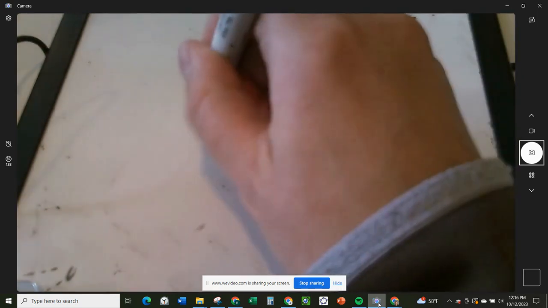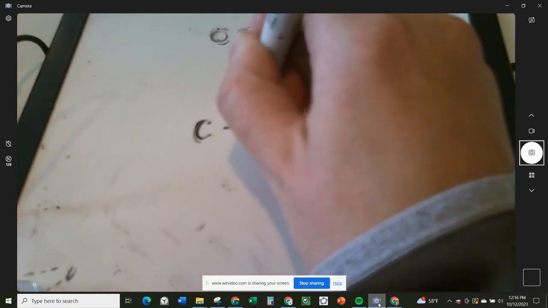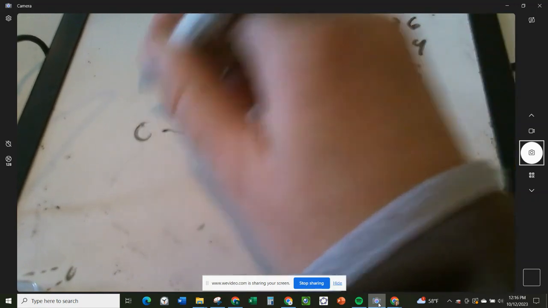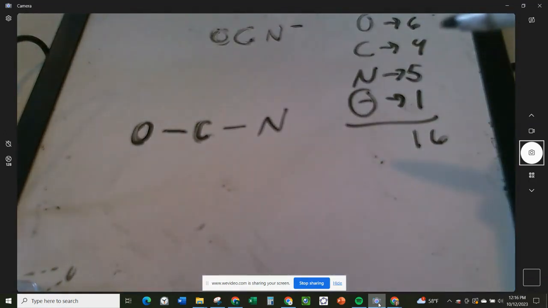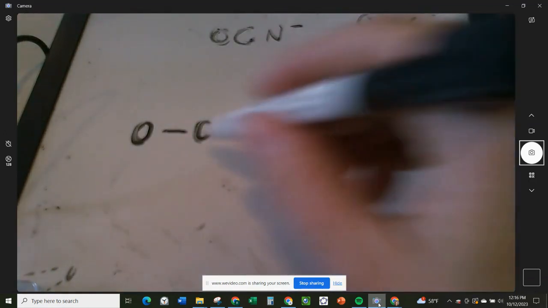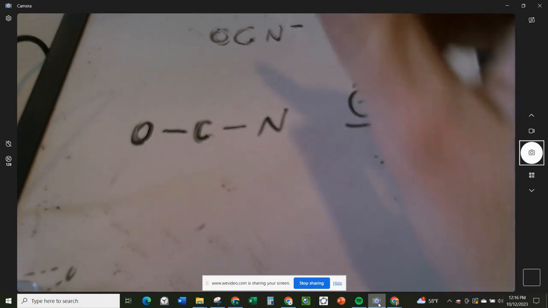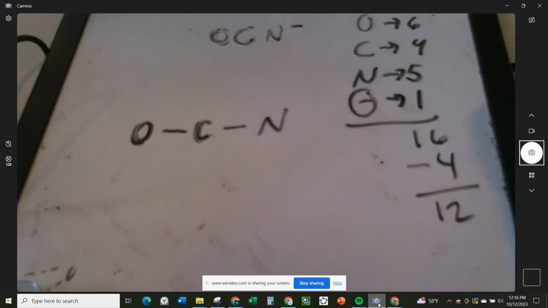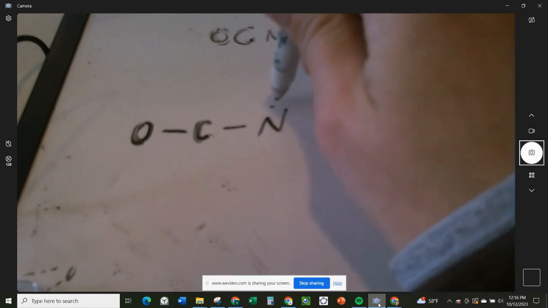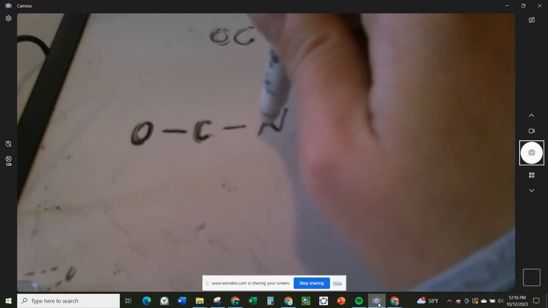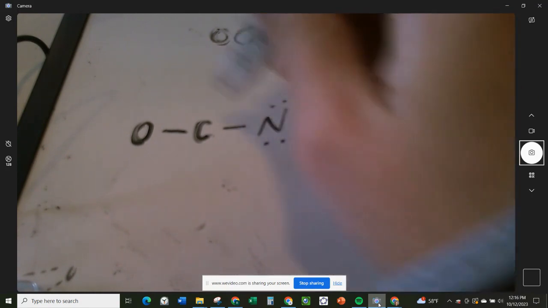And it said carbon central, so let's put it in the center. And if it's in the center, it has to be connected to the other atoms. So far we've used 4 electrons. And then we have 12 left to show. So let's start by putting them around the outside atoms: 2, 4, 6, 8, 10, 12.